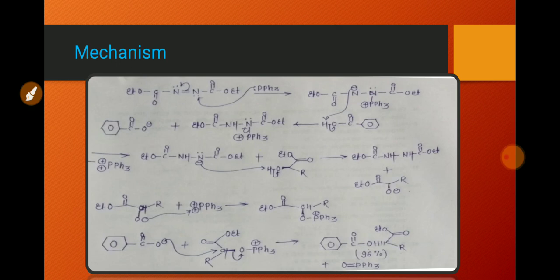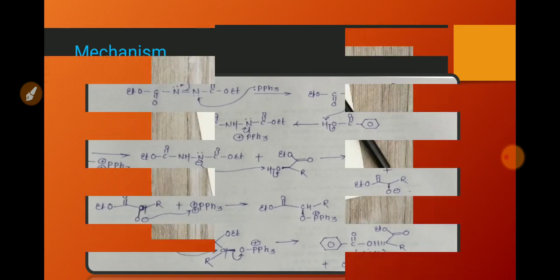So by using Mitsunobu reagents such as diethyl azodicarboxylate and triphenylphosphine, we can convert a bad leaving group into a good leaving group, and we get an inverted product. That's all. Thank you.